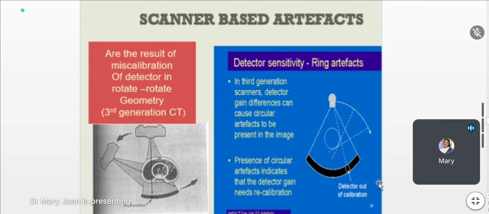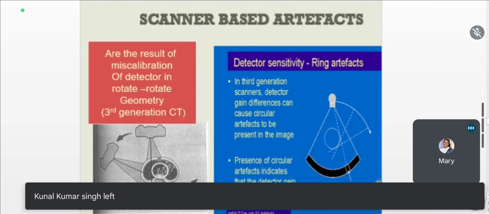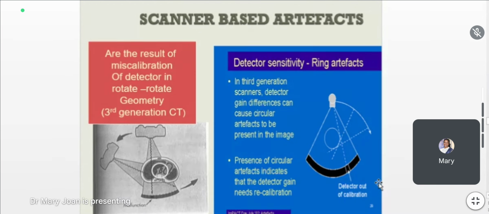So from one acquisition to the next, the gain of the detector needs to be calibrated. The amount of X-rays detected and the amount of output formed by the detector need to be adjusted so that these ring artifacts can be eliminated.